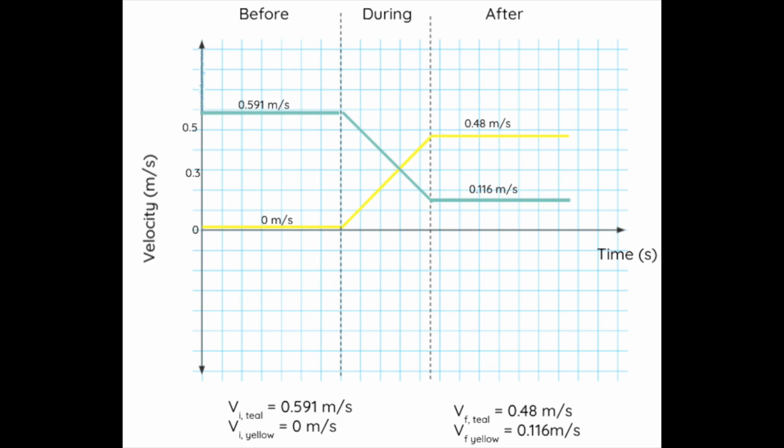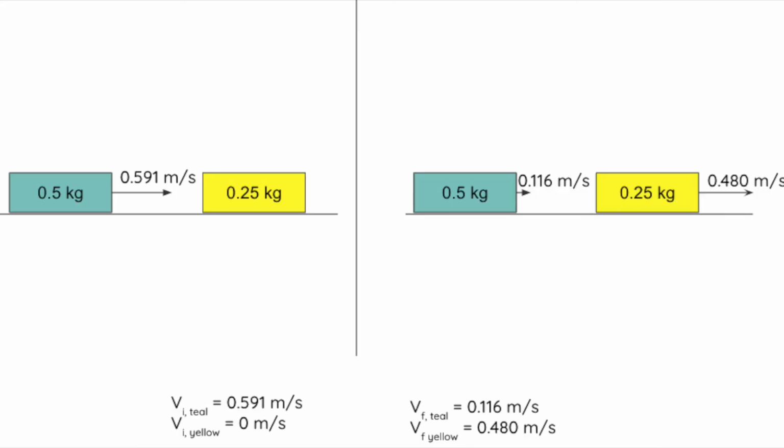From here, I can make my before and after diagram, noticing that this includes the mass and velocity of each piece. This will let me easily calculate the momentum of each part of the collision for the teal cart, the yellow cart, both before and after.